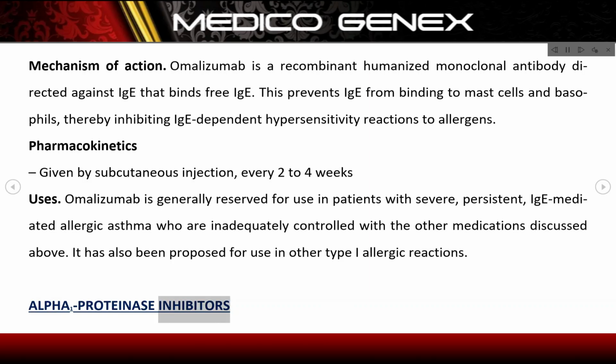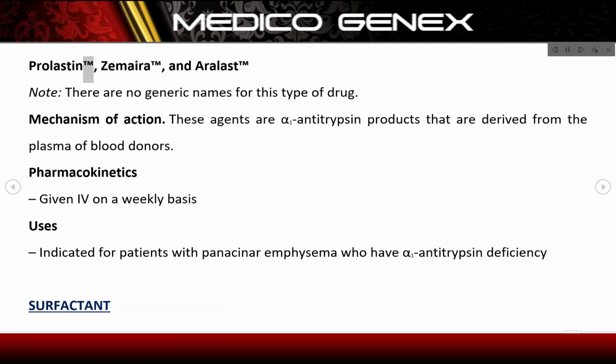Alpha-1 proteinase inhibitors. Prolastin, Zemaira, and Aralast. Note: there are no generic names for this type of drug. Mechanism of action: these agents are alpha-1 antitrypsin products that are derived from the plasma of blood donors. Pharmacokinetics: given on a weekly basis. Uses: indicated for patients with panacinar emphysema who have alpha-1 antitrypsin deficiency.